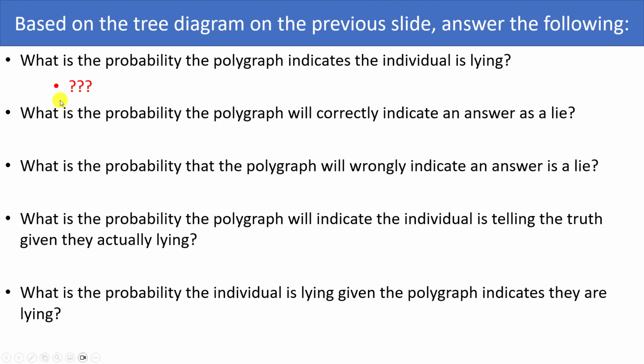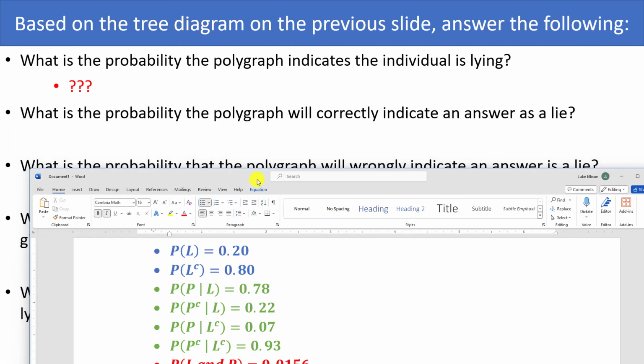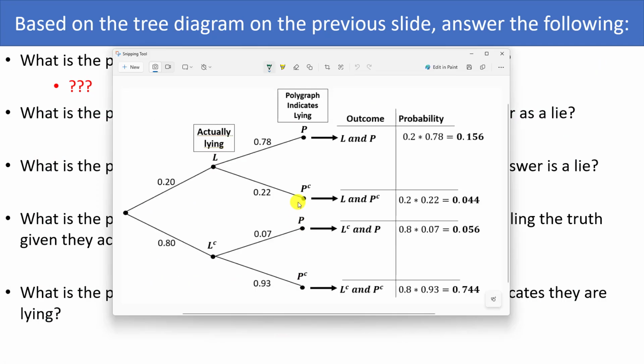All right, I'm back, and I've spaced things out a little bit so that I can fit all of the answers. So the first problem says, what's the probability the polygraph indicates that an individual is lying? So if you look at all of your outcomes, again, this is asking for the probability that the polygraph indicates something is lying. That's P, right? So that's just the probability of P. And if you look at all of your outcomes here, you don't have that one, right? So you're going to have to look back at the tree diagram, which is right here.